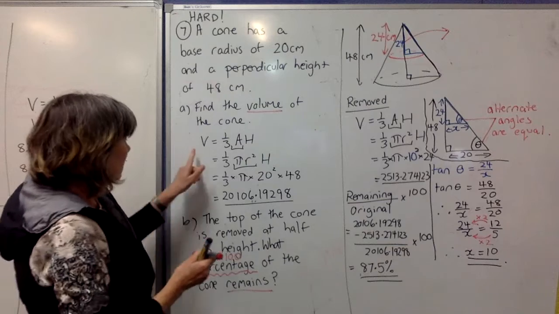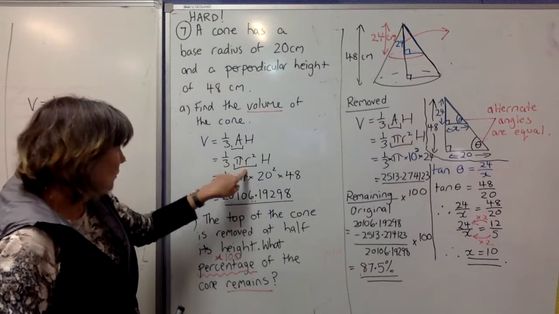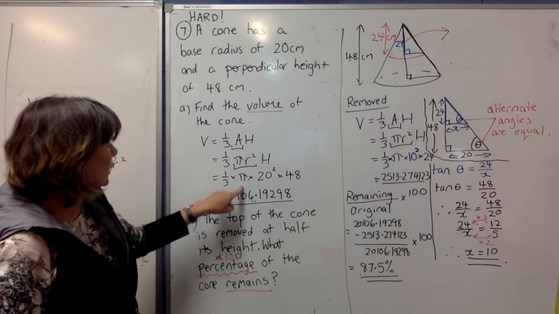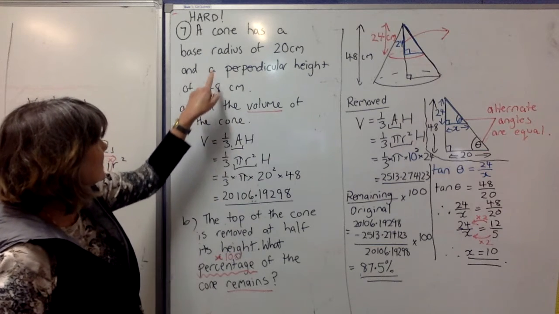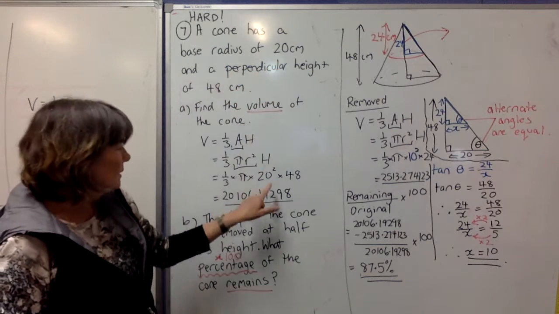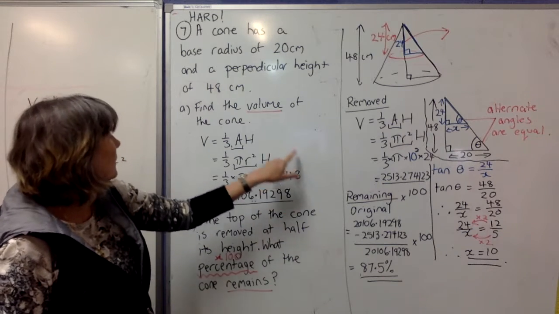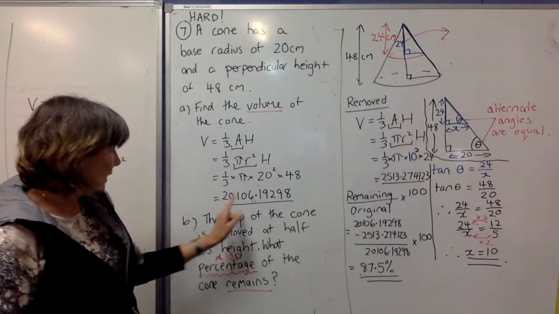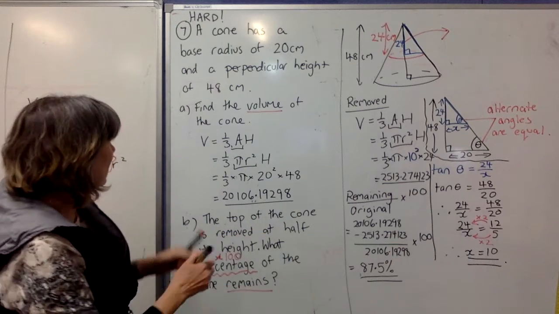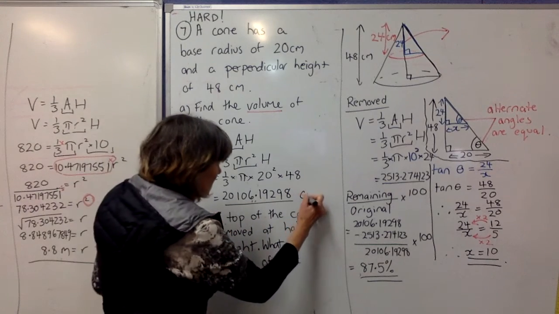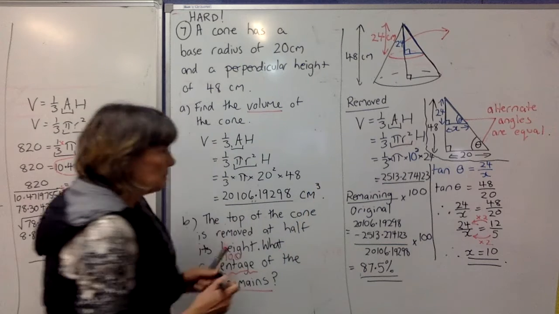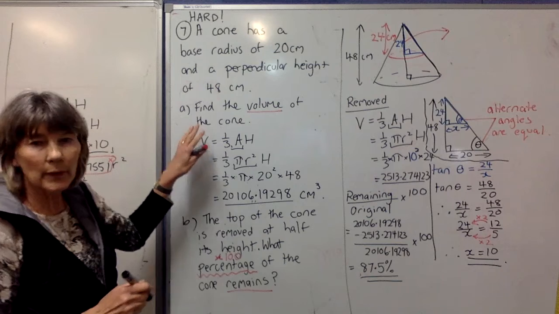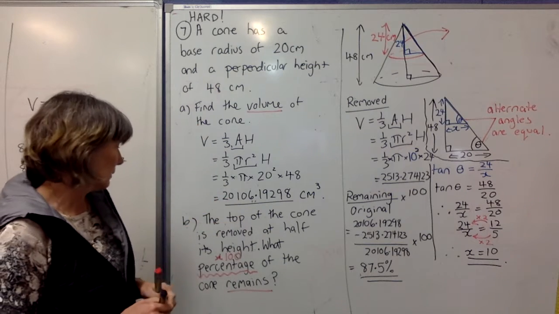Let's go. V equals a third AH. Put your pi r squared in for A and let's sub in. 1/3 times pi times the radius is 20 squared times the perpendicular height, 48. Put it all in your calculator and I don't want any rounding. We've got centimetres cubed on the end. Now, they didn't ask for rounding, so we're just going to leave the answer.